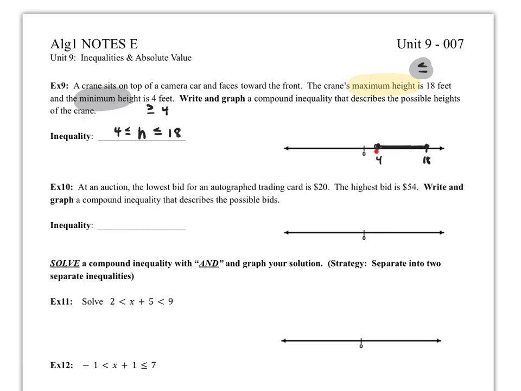So it could be 4, 4.5, 16, 15. It can't go beyond 18 because the max was 18, and it can't go below 4 because the minimum was 4. Similarly, for the auction, it says the lowest bid was $20 and the highest bid was $54. So we're going to write and graph this inequality. So I might use B for bid. The max was 54 and the lowest was 20. And so I've got a similar kind of situation here. And that means the bids are somewhere in between 20 and 54.